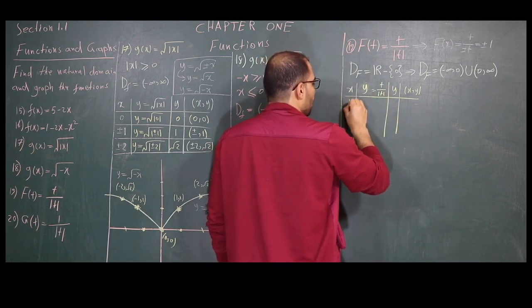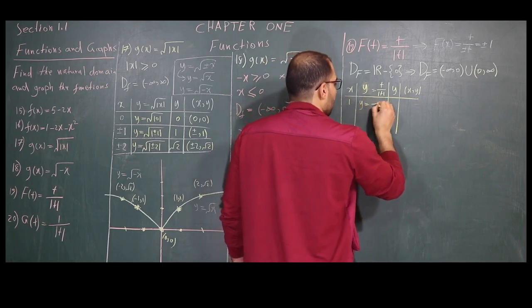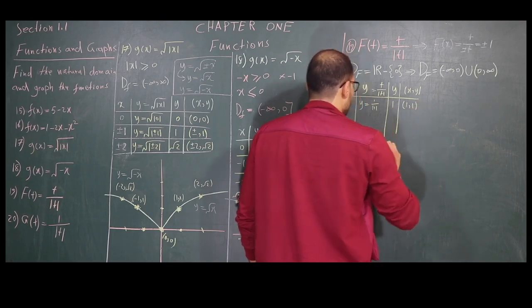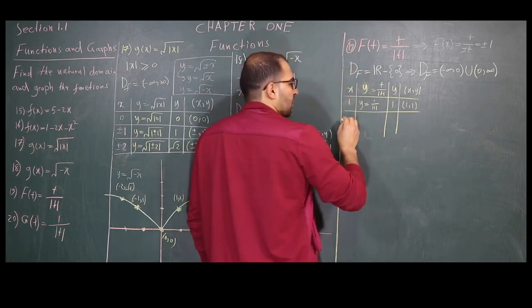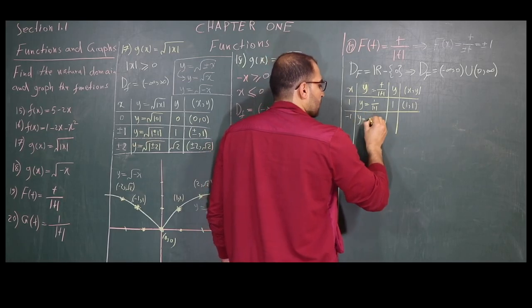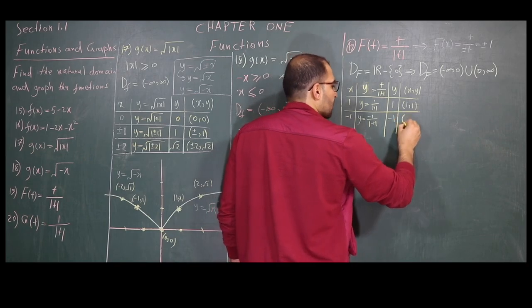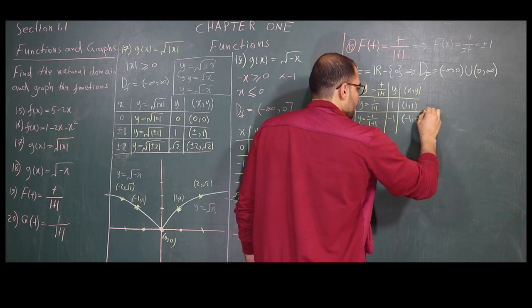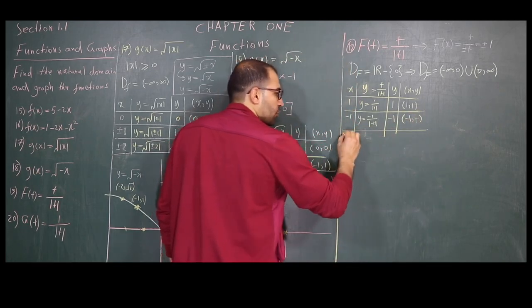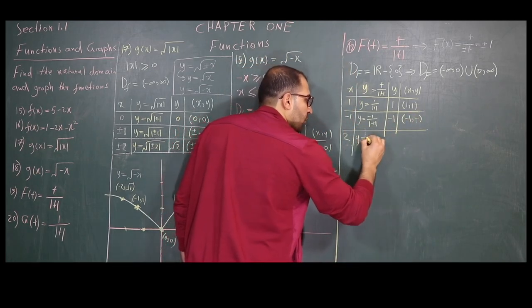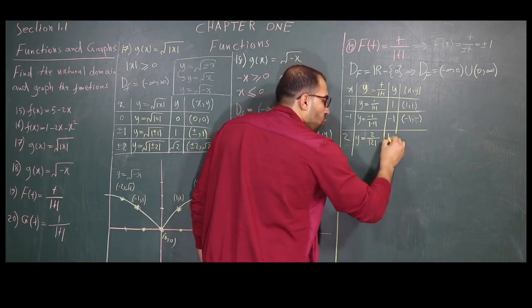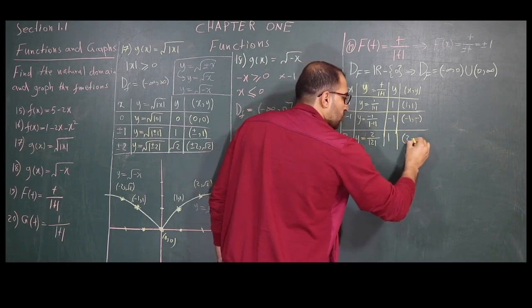I can take just 1, on absolute 1. And I'm going to take minus 1. Minus 1 on absolute value of minus 1, the result will be just minus 1. Minus 1 and minus 1. And I'm going to take 2. Y will be 2 on absolute value of 2, and the result will be 1 and 2.